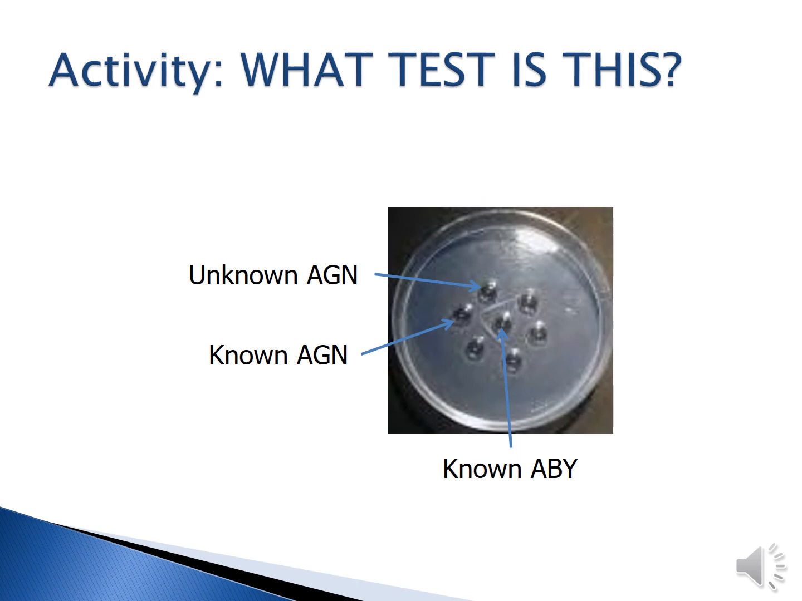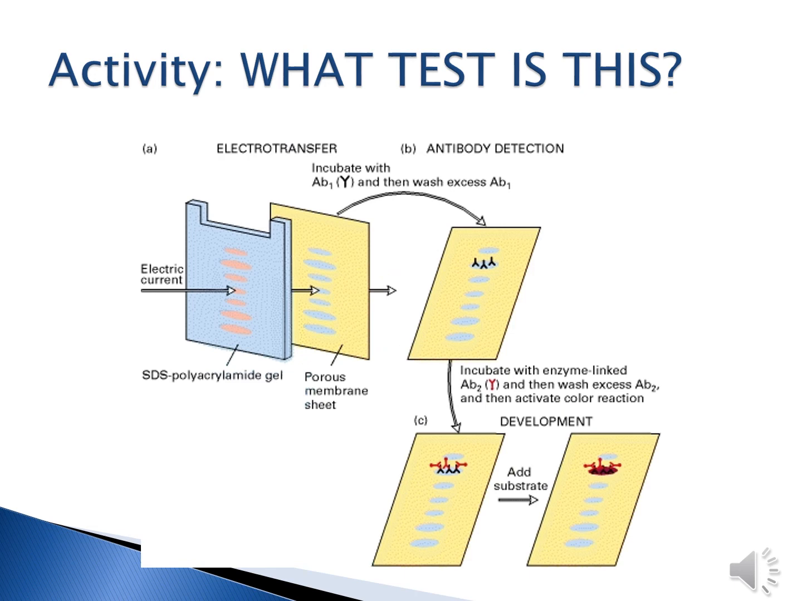And what precipitation test is this? This is the Ochterlony double diffusion test. What is this labor-intensive test called? This would be considered the Western blot.